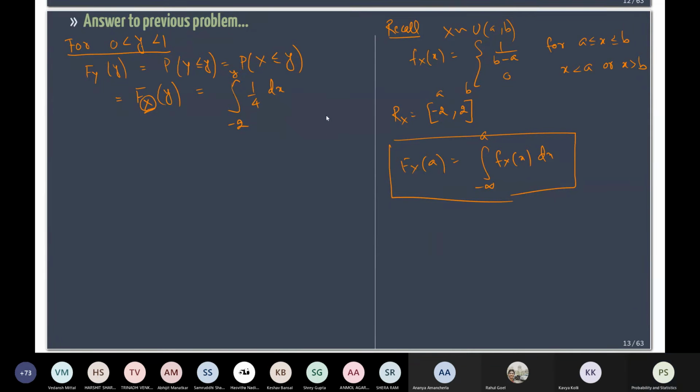dx, or dt, it doesn't matter. You should not confuse it with x. And this is how much? This is 1/4 times x evaluated from -2 to y. So this is 1/4 times y minus (-2), that is y plus 2. So this is the CDF that we found.